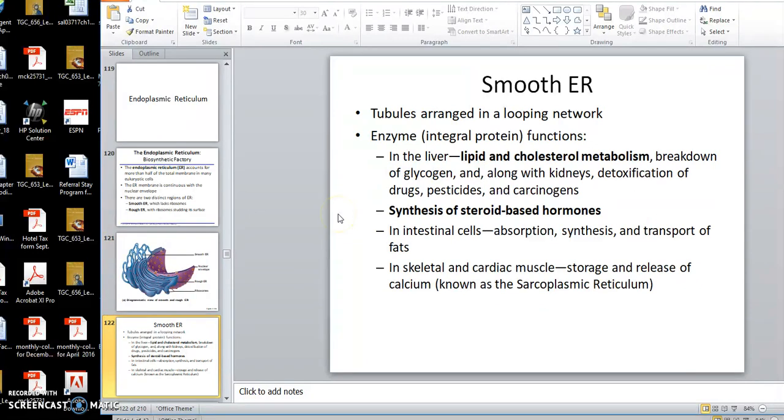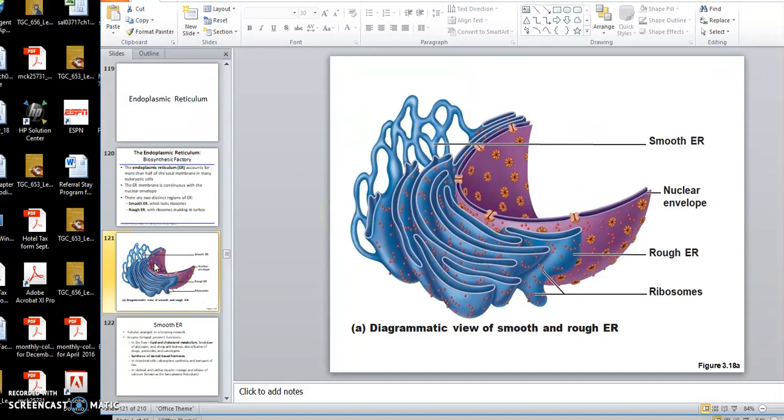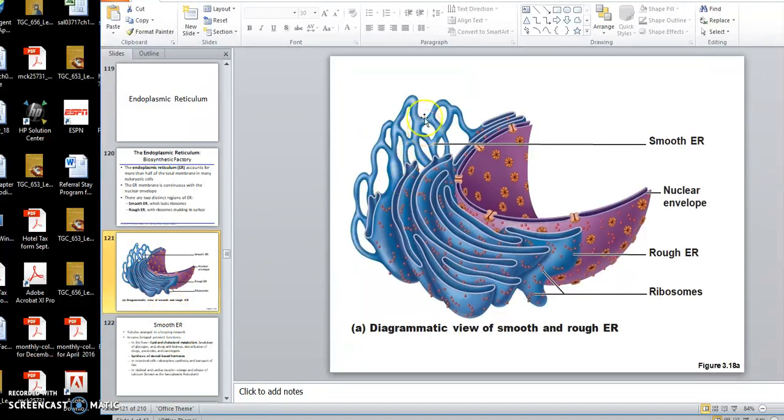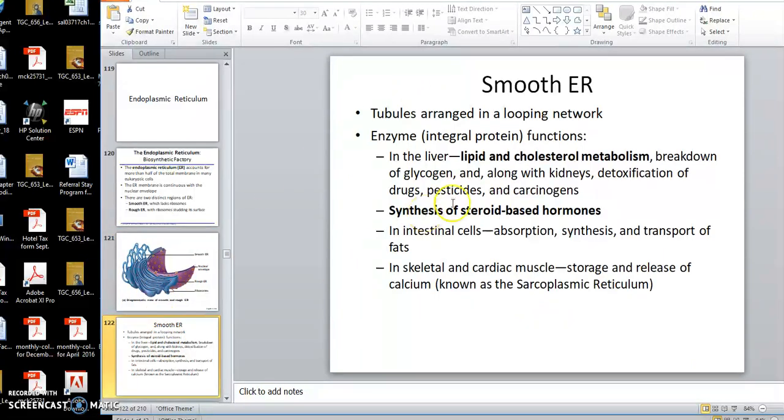The smooth ER are tubules that are arranged in a looping pattern, you can see. The main thing about this is the proteins, because this is an endoplasmic reticulum membrane, the proteins in here can act as enzymes in lipid metabolism. So in other words, synthesis of lipids can happen in the smooth ER.